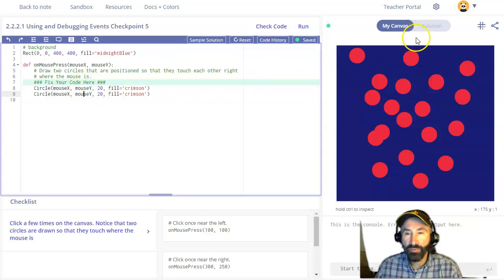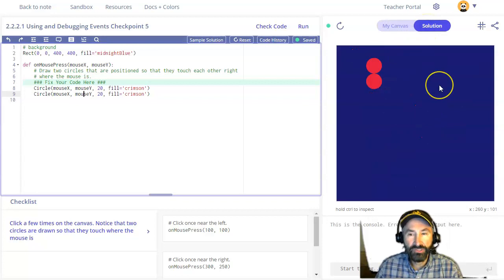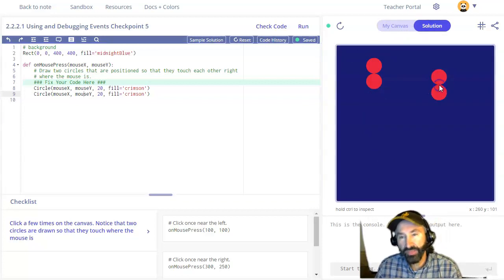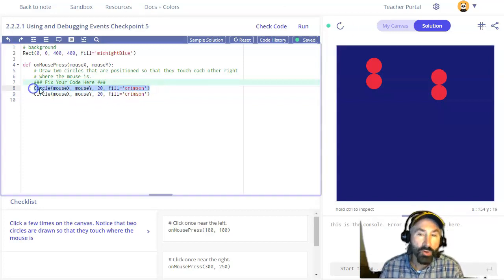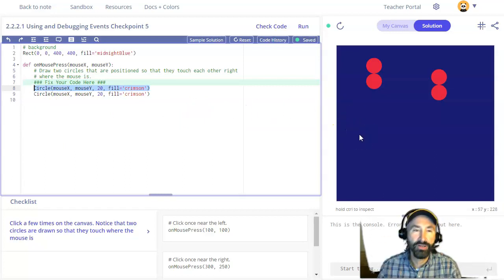Now, the thing I want you to think about is what could I do to make it so that the code works more like the solution, which when I click the canvas, there's one circle that appears above and one circle appears below. In other words, what can I do to the circles in the code I've written to make it so that one of those circles goes up? I want you to think about that for a minute. And then let's pause the video, and when you come back, I'll give you my thoughts.